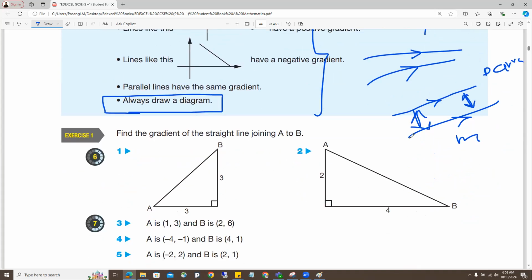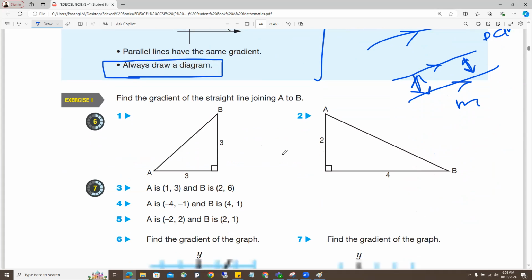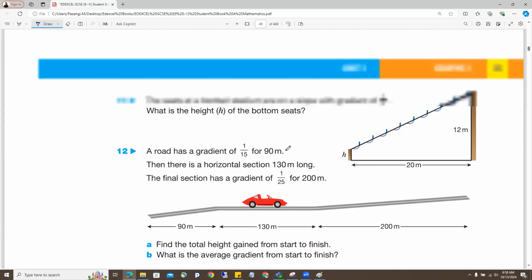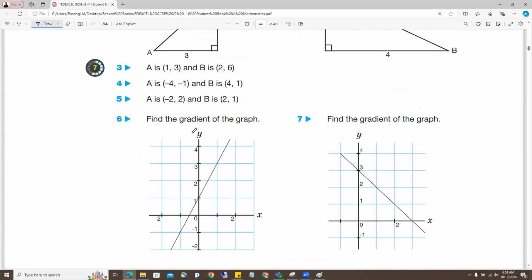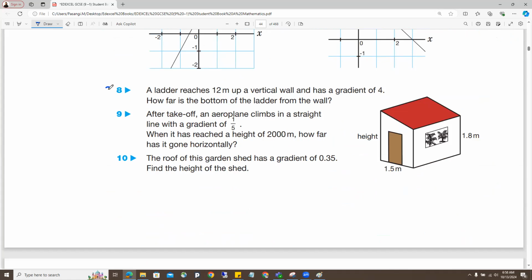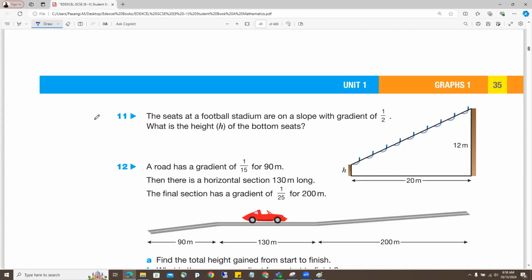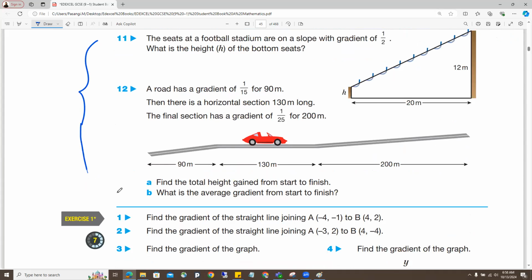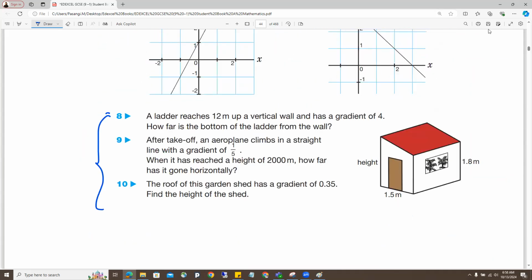All right. Then find the gradient of the straight line joining A to B. Okay, now can you start from question number 8? 8, 9, 10. Then you have to do 11, 12. Can you do those ones? Those are some wording questions. So we have to draw the line. Draw the things they have asked us to do.